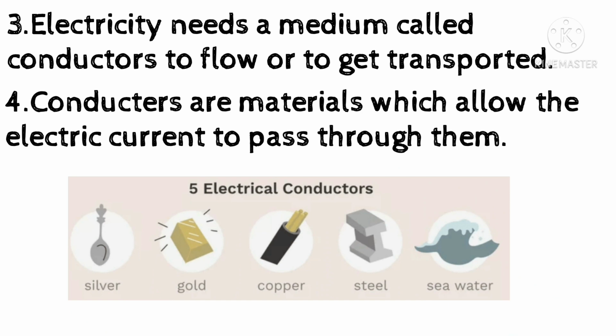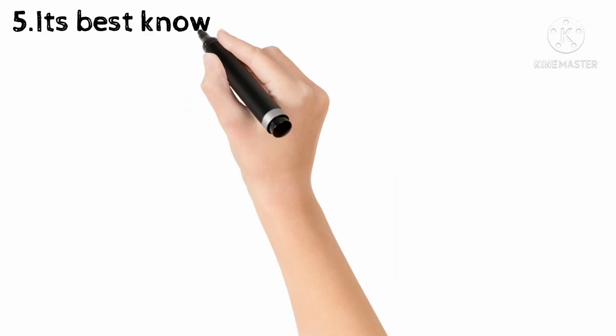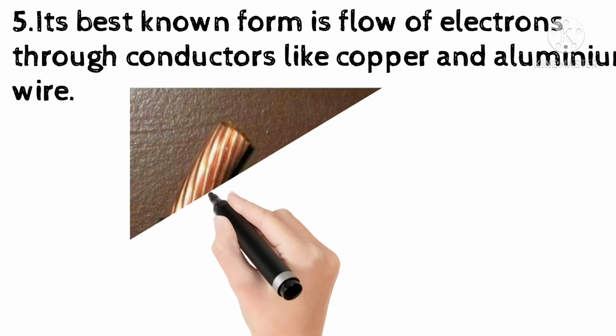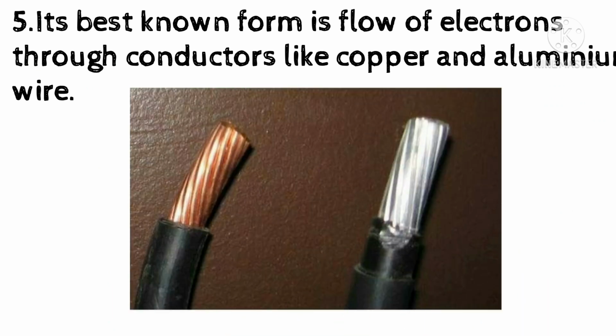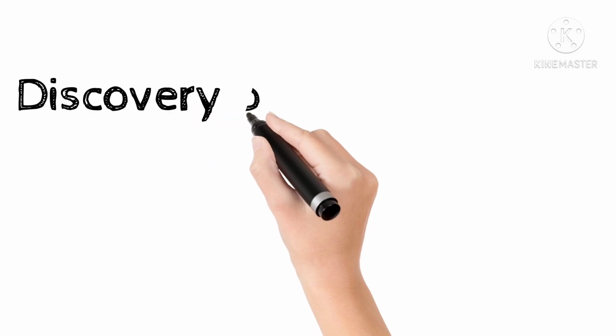Some of the examples are metals like silver, gold, copper, steel, and liquid like seawater. These are good conductors of electricity. Point number 5. The best known form of electricity is the flow of electrons through conductors like copper and aluminium. We can say that electricity is the flow of electrons through conductors.